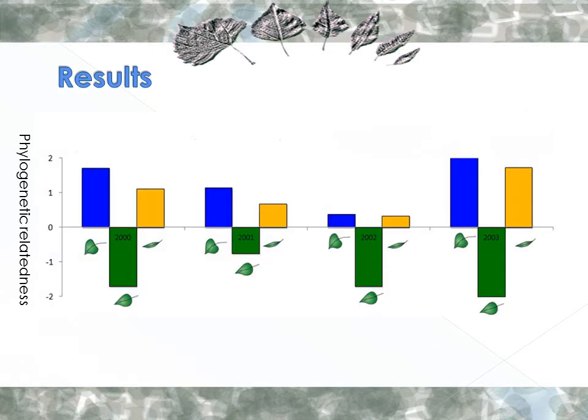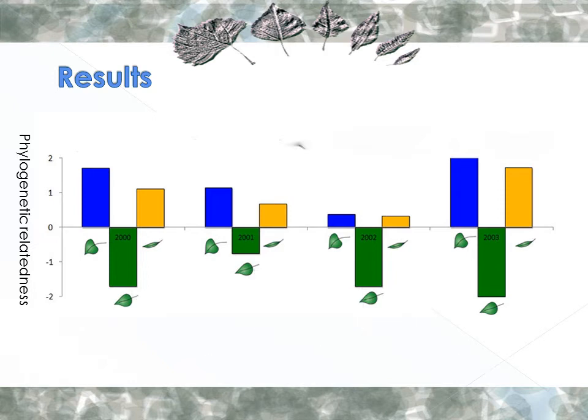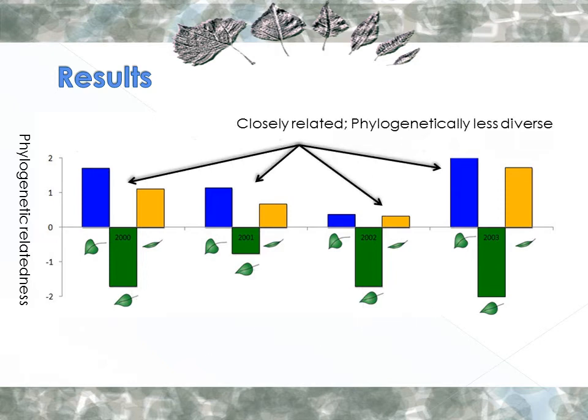We found major differences in phylogenetic patterns of arthropod communities on hybrid versus parental hosts. Hybrid cottonwood arthropod communities are more distantly related to one another and have greater phylogenetic diversity. In contrast, the community of arthropods found on parental hosts had the opposite pattern. They were much more closely related.